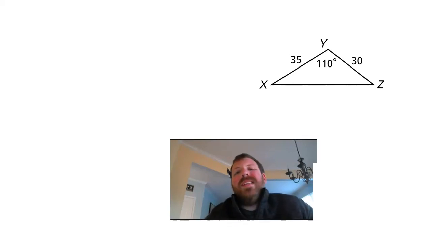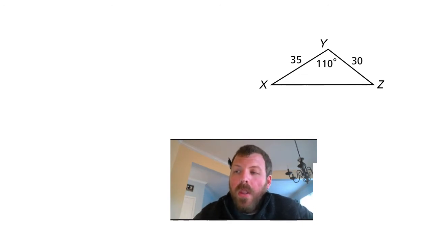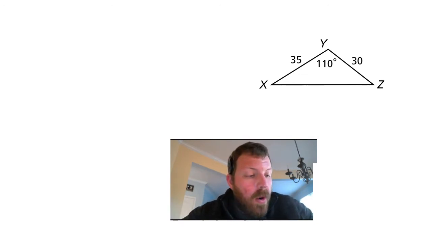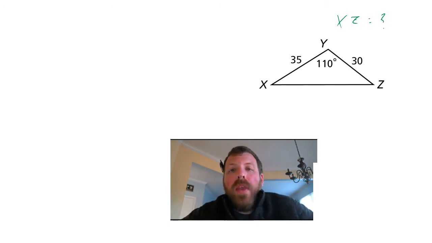All right, so continuing with law of sines, law of cosines, let's take a look at what type of triangle we have here. Before we move on, I want to find the length of xz. So I'm looking for the length of xz. Okay, before we do that though, let's just check and see what we have here.